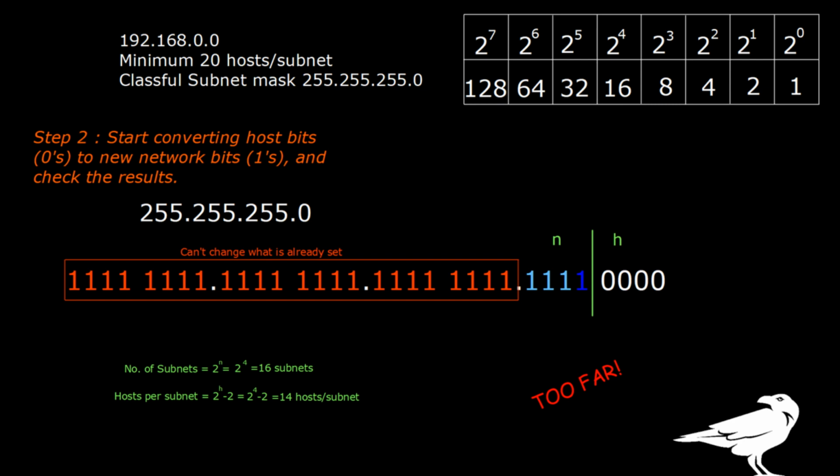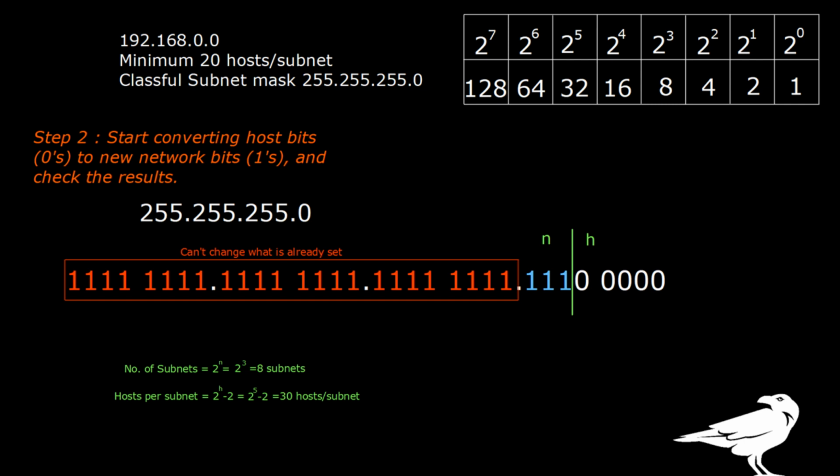We're going to go back one step to the previous one, where we had 3 new network bits and 5 host bits left behind. Although I wanted 20 hosts per subnet, 30 is as close as I'm going to get. If I try and go one binary bit further with the subnet mask, I'm going to have too few hosts.